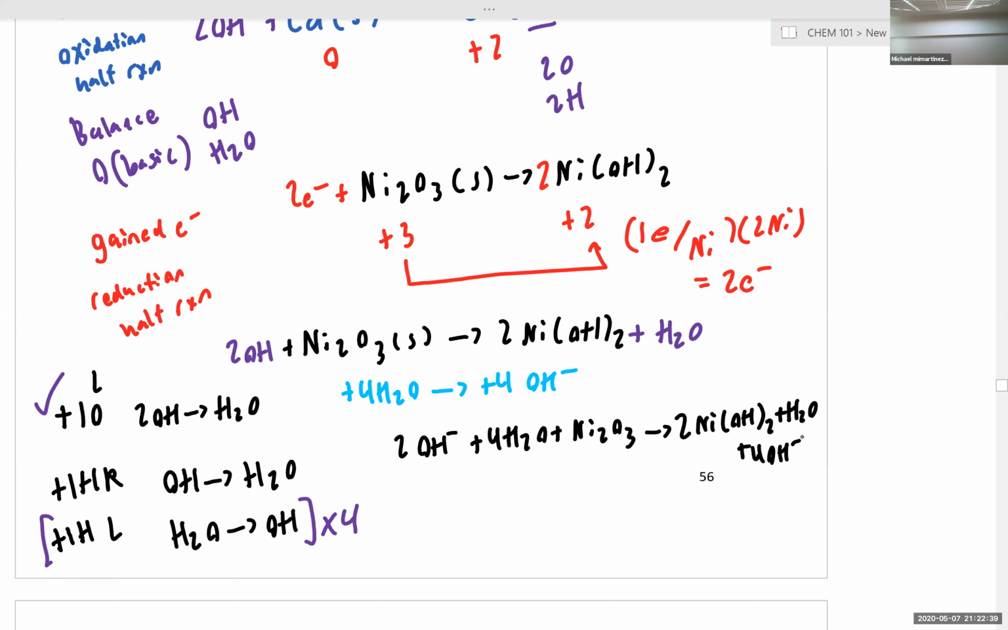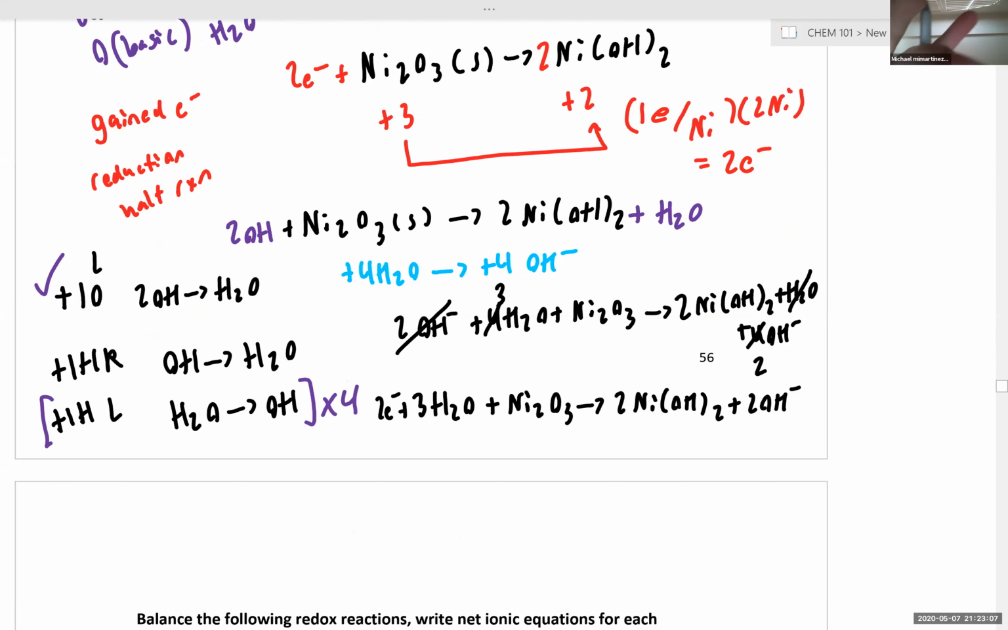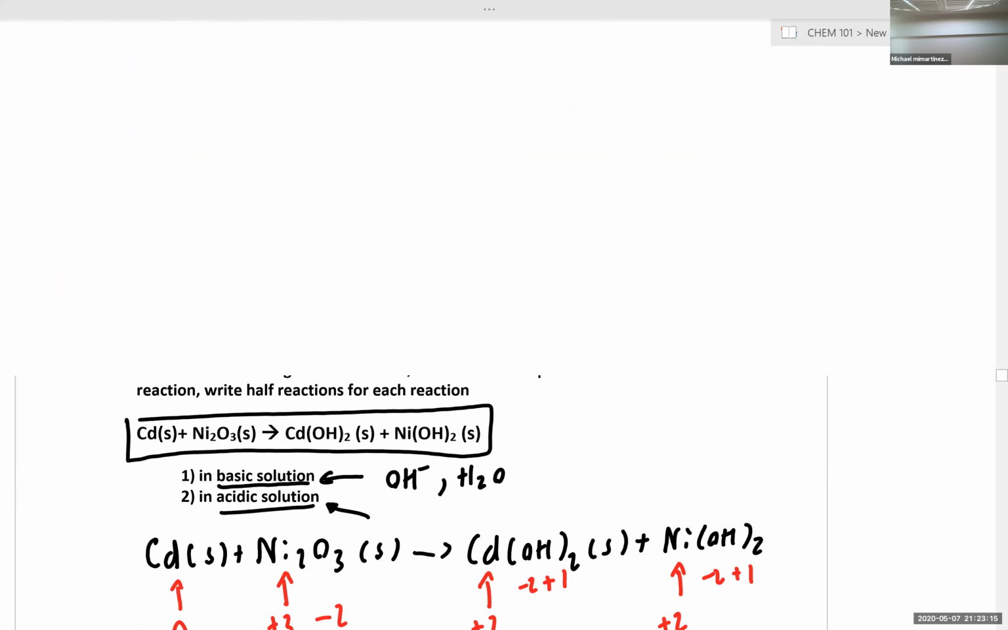Then we cancel our hydroxides and we cancel our waters. So in turn, at the end of this process, we have 3 H2O plus nickel 3 oxide leads to 2 nickel hydroxide plus 2 hydroxide plus 2 electrons.